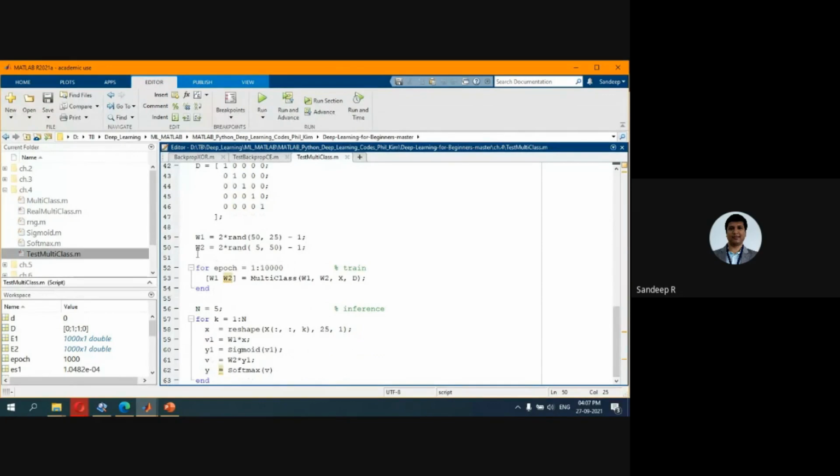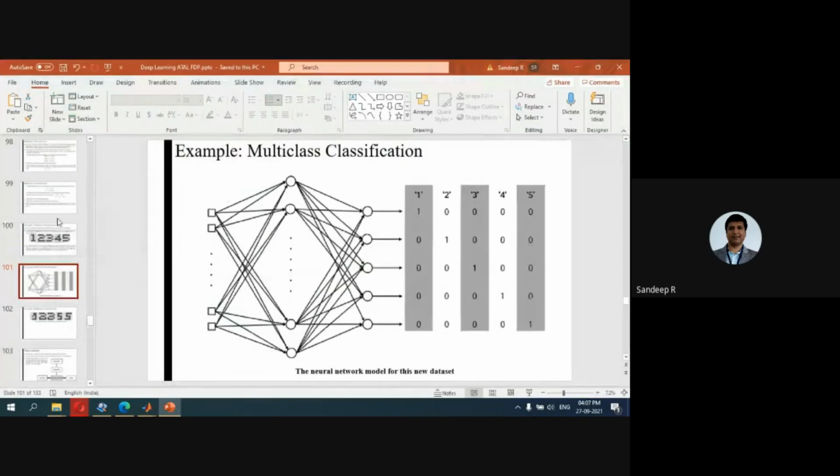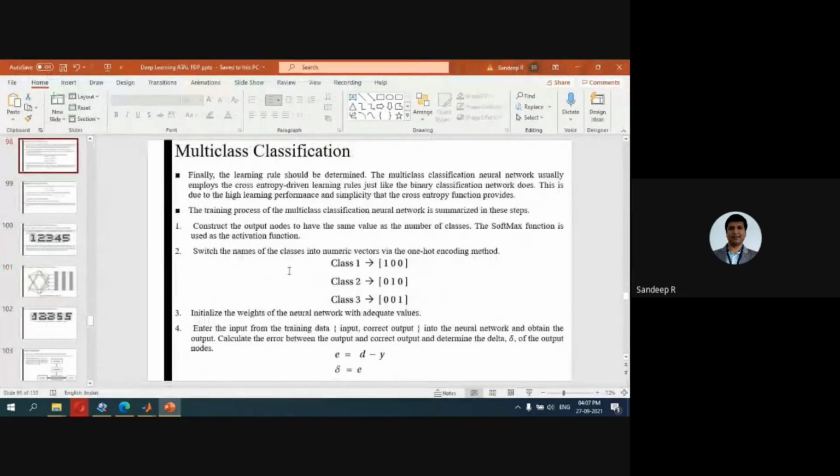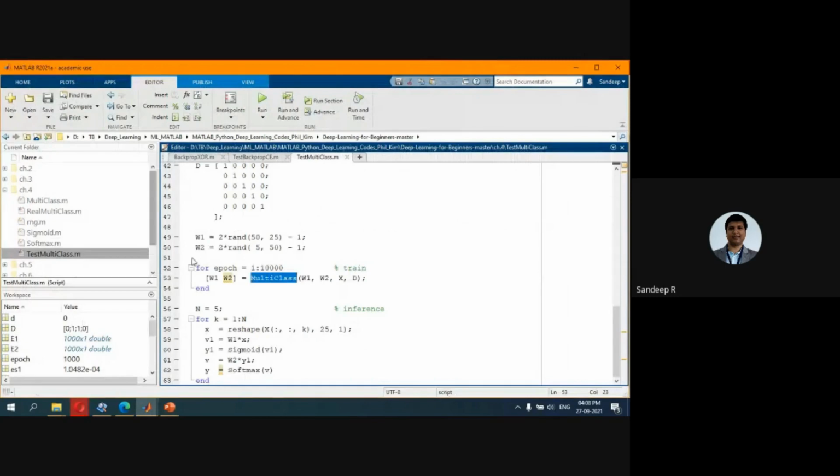And then we are passing these initialized weights to a function, and we are training the neural network. So weights, correct input and output. It will train the neural network and give the output. So let us see how it is trained, going to the multi-class. So step 1 is done, 2 is done, 3 is done. Step 4 we have to do, that is pass the input and correct output into the neural network, calculate the error, and the delta is equal to e. So we will do step 4 now. See there, we are going to the multi-class.